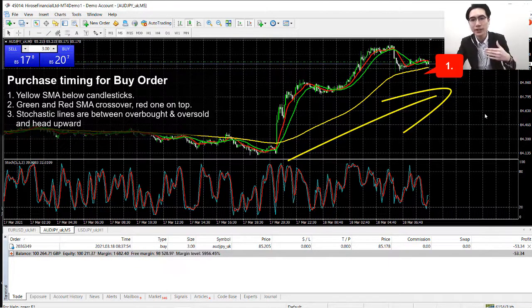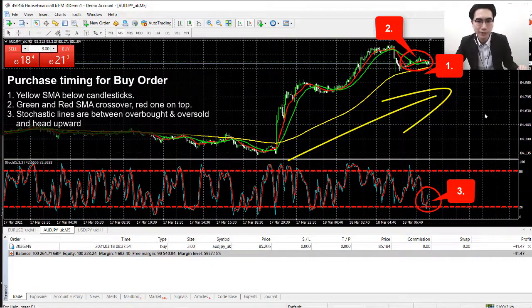After I confirm the trend direction, I move on to the green and red simple moving averages. These two simple moving averages cross over at this point here, and the red one is now on top. Then I have two signals from the simple moving averages. Next I move on to the stochastic.